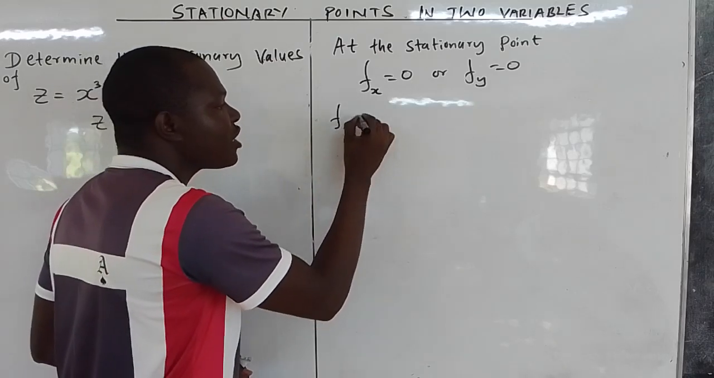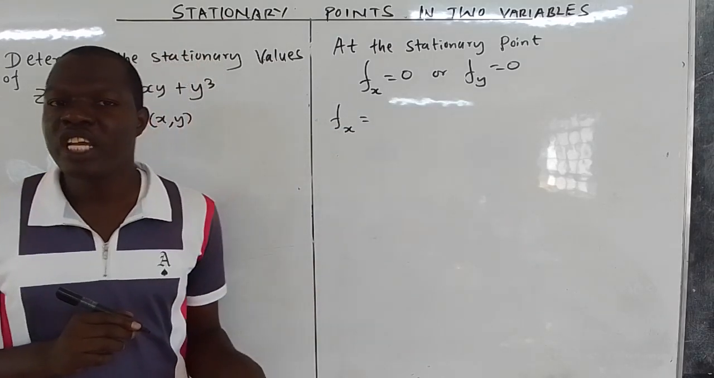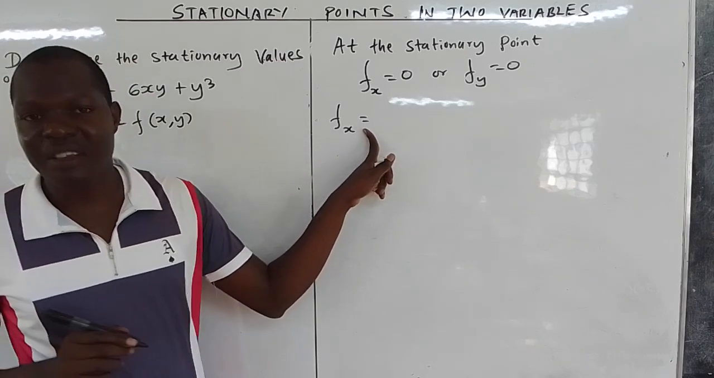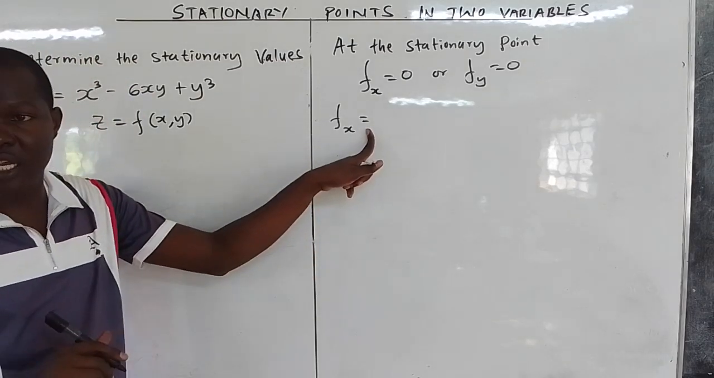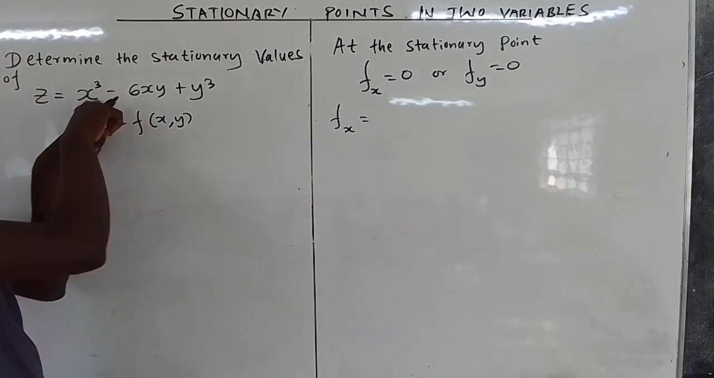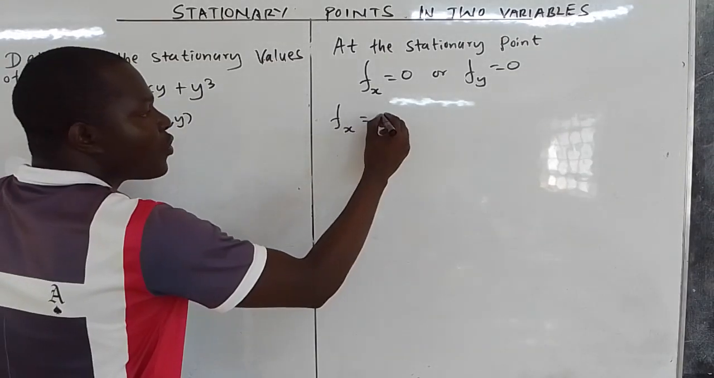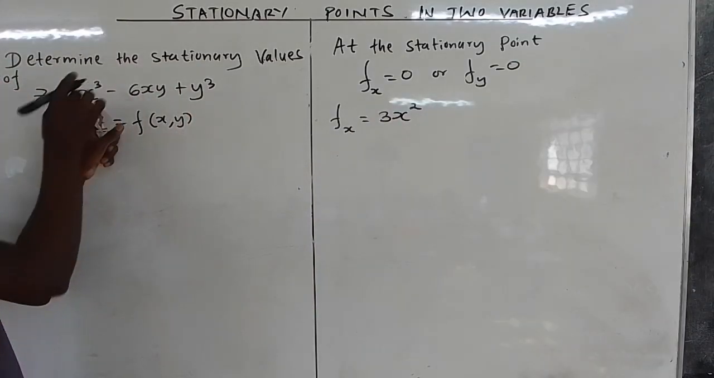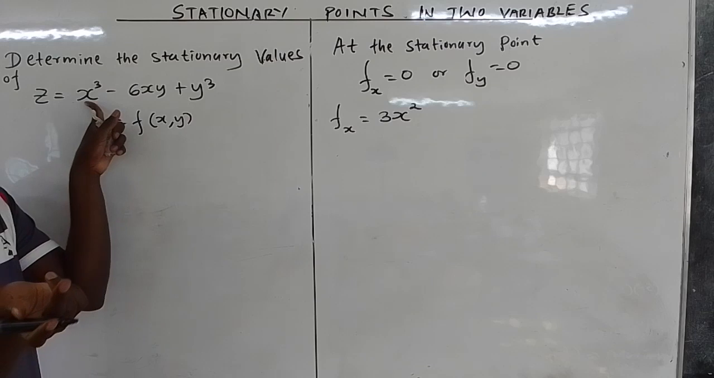If we differentiate partially with respect to x, it means only x is considered as a variable. Anything else is a constant, isn't it? So you come here, x cubed. If you differentiate x cubed, you get 3x squared, isn't it? Yes, 3 times 1 is 3, you reduce the power by 1, isn't it?